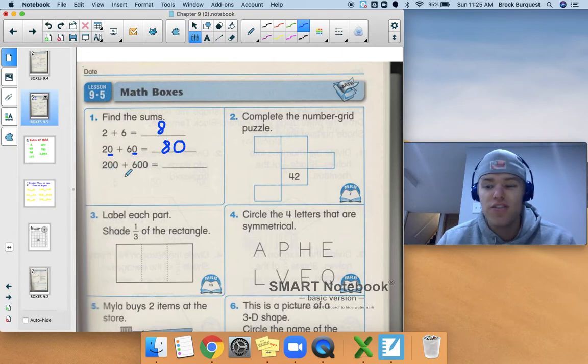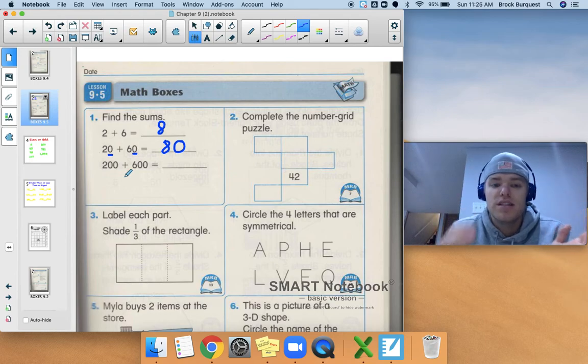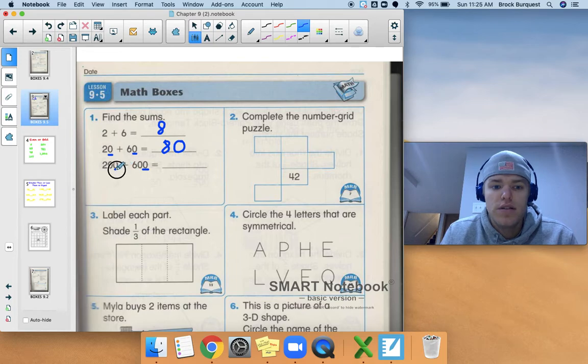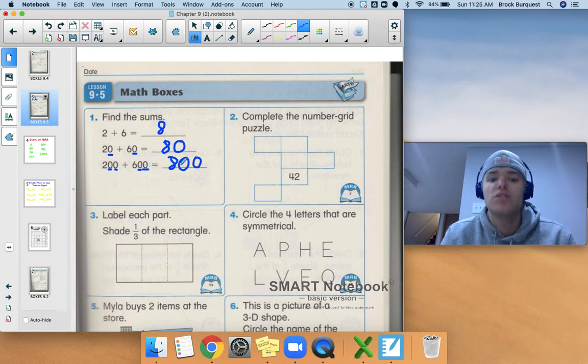Let's look at this next one. Even though numbers get even bigger this time, it's still the same idea. So the 1's place is 0 and 0. 0 plus 0 is 0. The 10's place is 0 and 0. 0 plus 0 is 0. And 6 plus 2, we learned from the last problems right here, that it's 8. So 200 plus 600 equals 800. Awesome.